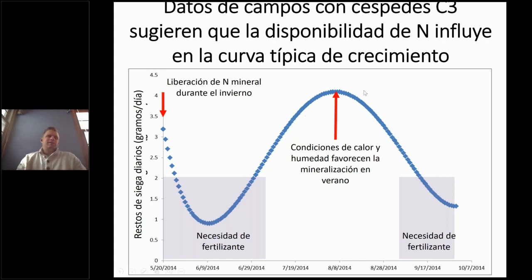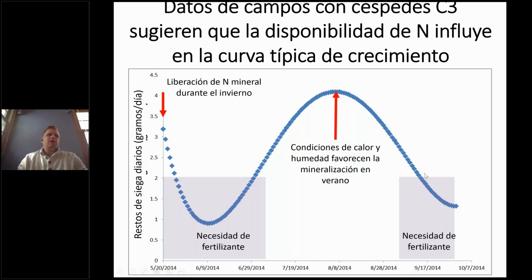And this is real data. This is not just theoretical. This is what we actually measure in our clipping buckets. This is a tall fescue. So these are times of the year where I don't need to fertilize because the grass doesn't really need the fertilizer. It's getting it from the soil. And then there are other times of the year, again in the fall, where the soils cool off and the growth rate is slowing down, and I need to put more fertilizer down.